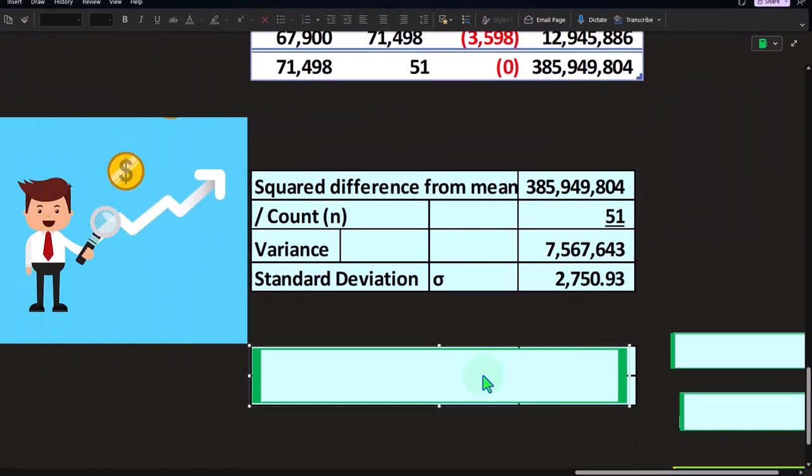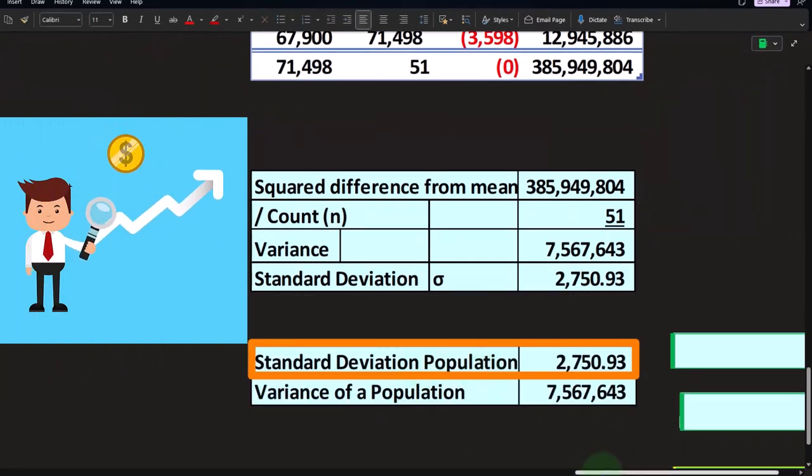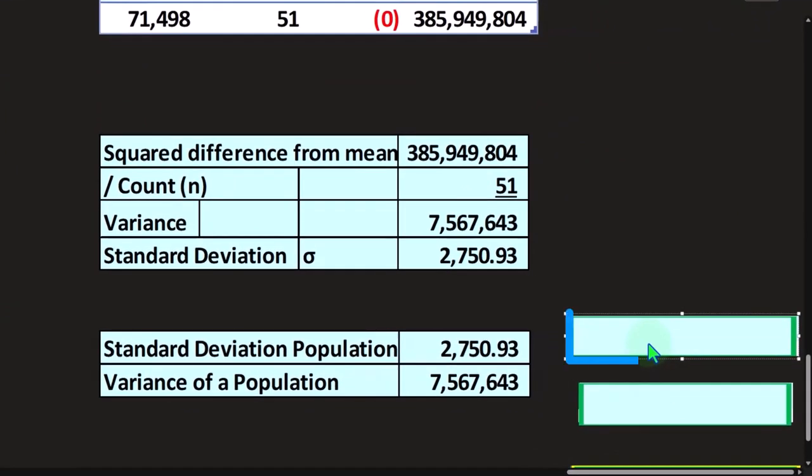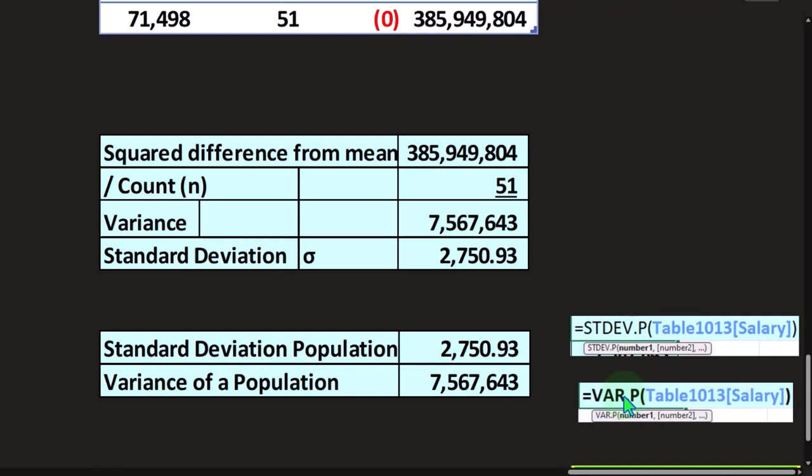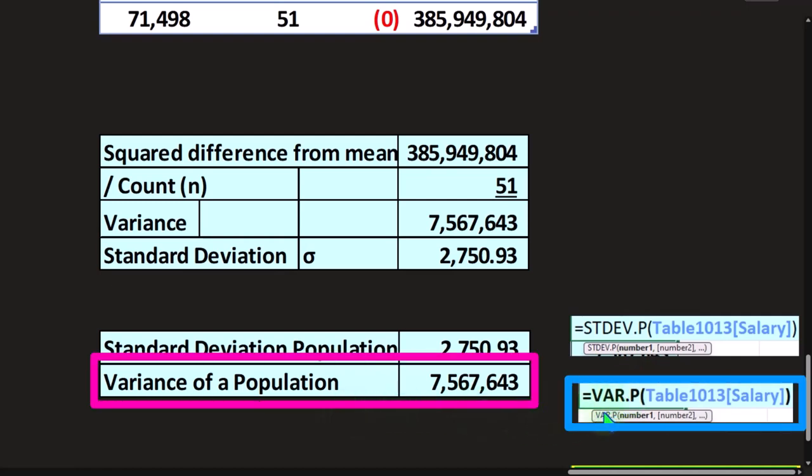Now, of course, there's formulas for this in Excel. The standard deviation formula in Excel would be the STDEV.P. And this is for the population. This is the standard deviation for the population, not a sample. And then if I want the variance, I can use the VAR.P.